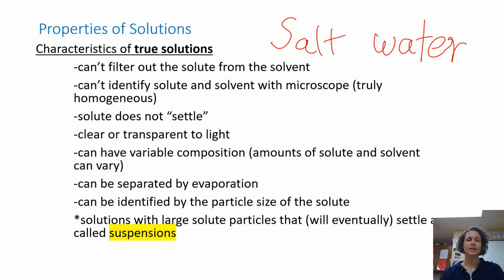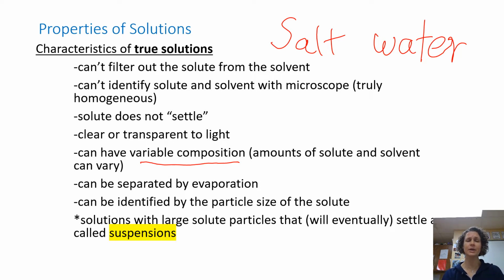And this next one is true for any mixture. It has a variable composition. That variable composition means that in every cup of salt water that I have, I will not always have the exact same amount of salt versus water. It will always vary. I can separate these true solutions by evaporation. If I let the solvent evaporate away, then I will be left with the solute.